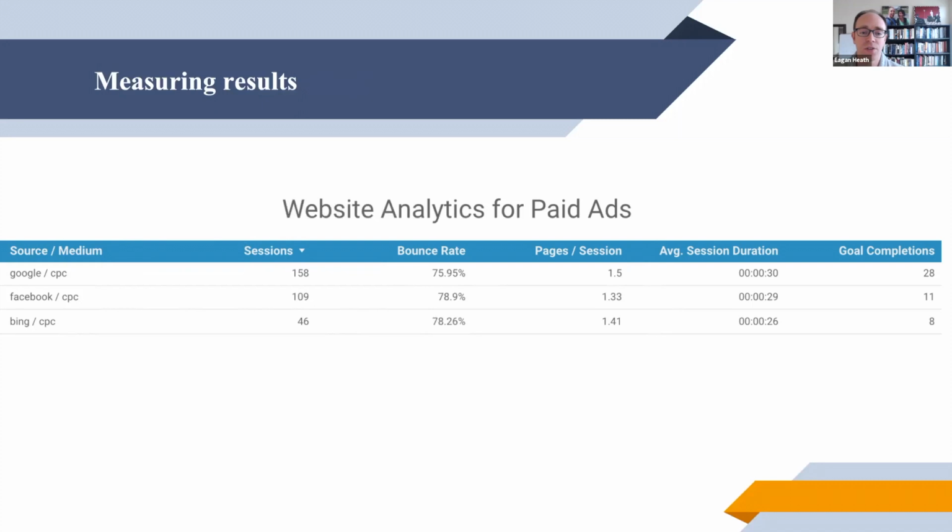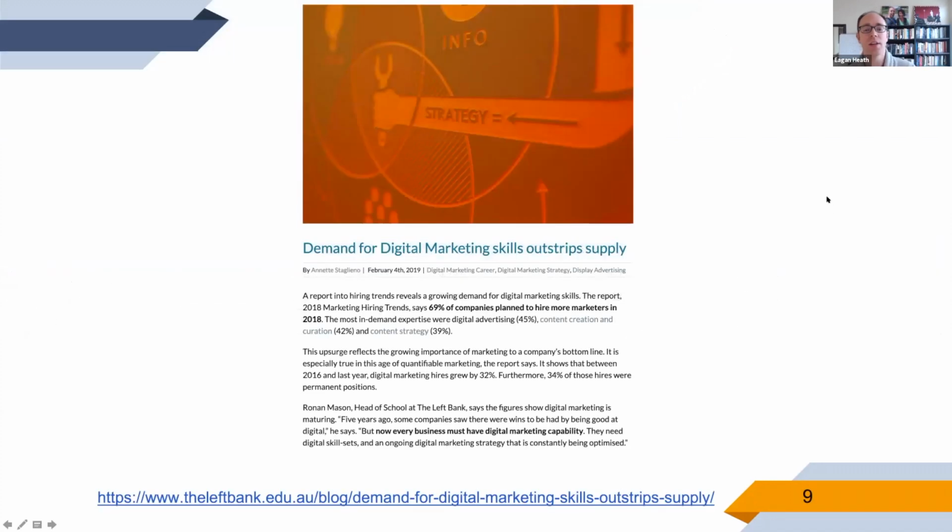Another way to look at this is the website analytics. So we run ads on Google, cost per click, CPC, Facebook, cost per click, and then Bing, cost per click. And so we can see, here's how many sessions or visits came to the site. Here's how many pages they saw on the site. Here's how long they spent. And then here's how many actual goal completions or form submissions we saw. So that's kind of the level you want to get to.